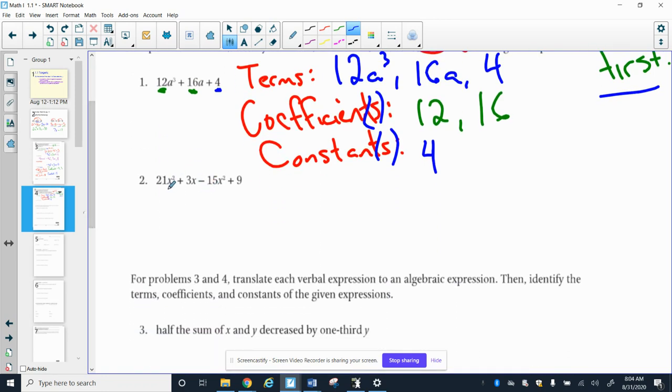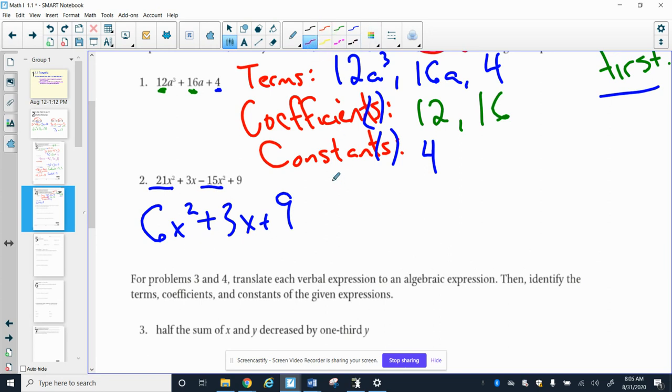Here we do have like terms, right? 21x squared and negative 15x squared. So we would have to put those together first. So 21x squared minus 15x squared makes 6x squared. 3x and 9 are not like terms, so we'll just rewrite those. Plus 3x plus 9. Now we're set up to list out our terms, coefficients, and constants because our expression is simplified.